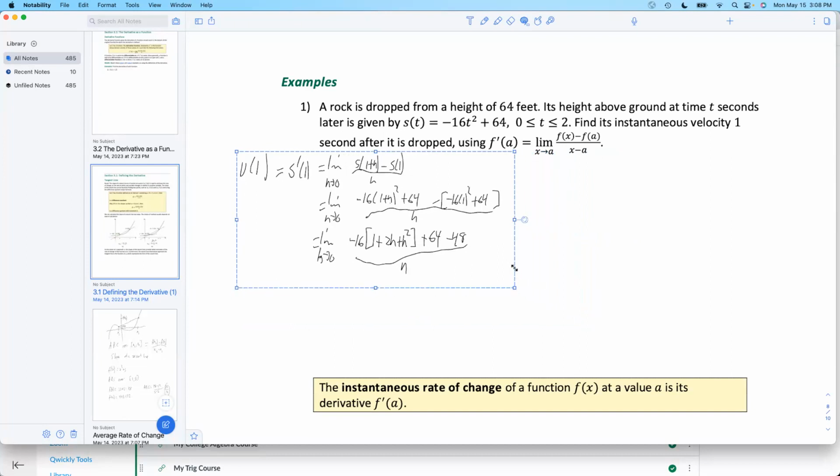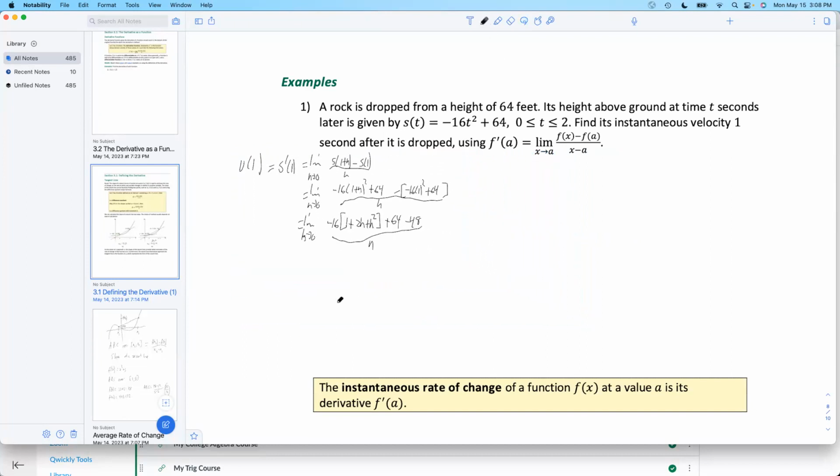Make some space for myself here. Equals. All right, let's distribute that 16 there. So I get negative 16 minus 32h minus 16h squared. And then that's going to be plus 16. Hey, look, all the constants cancel out. Everything that's left has an h in it. If something left doesn't have an h in it, you've goofed, because I need to cancel this h in the bottom. So limit as h approaches 0. I'm going to factor an h out of the top.